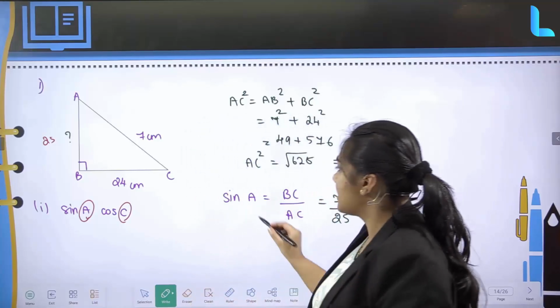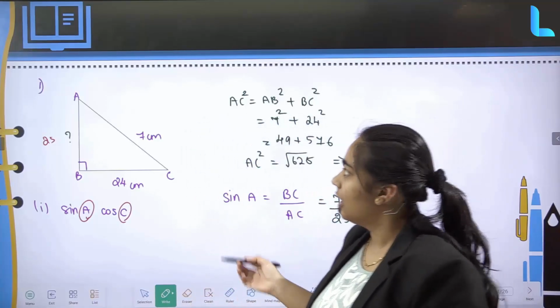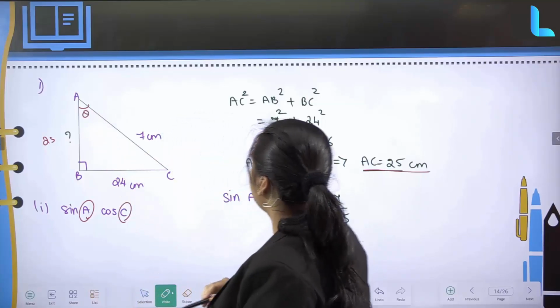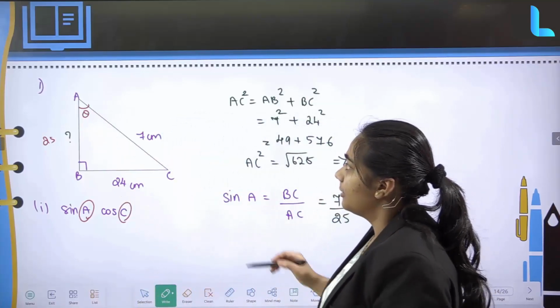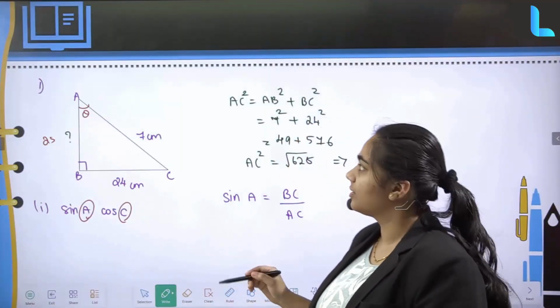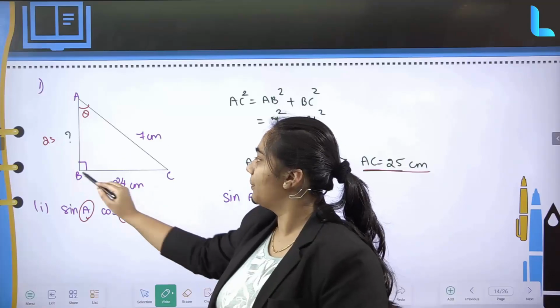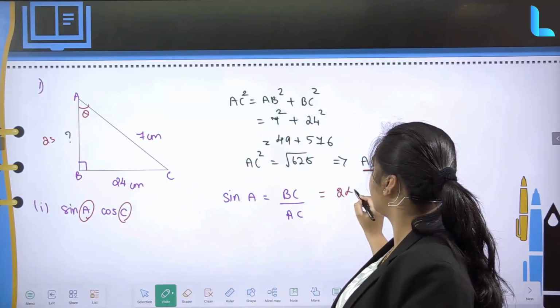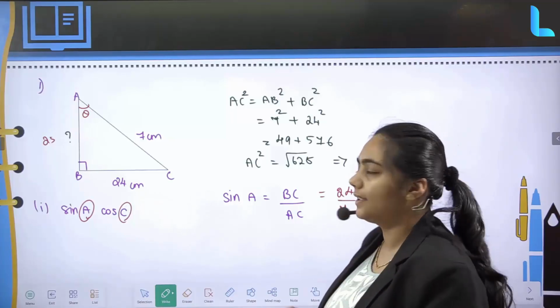Once I've got that, sin A is what I have to find out. So if my theta is over here, it is going to be opposite divided by hypotenuse, right? Sin A is going to be opposite divided by hypotenuse. So over here from the angle, opposite is going to be BC divided by AC. So BC by AC is going to be 24 divided by 7.